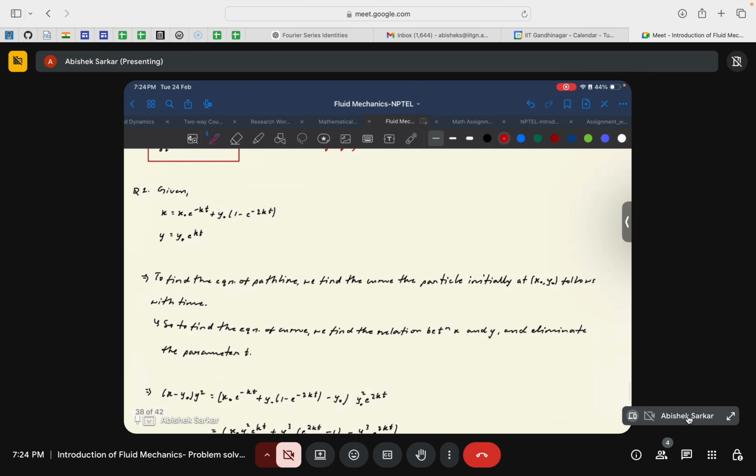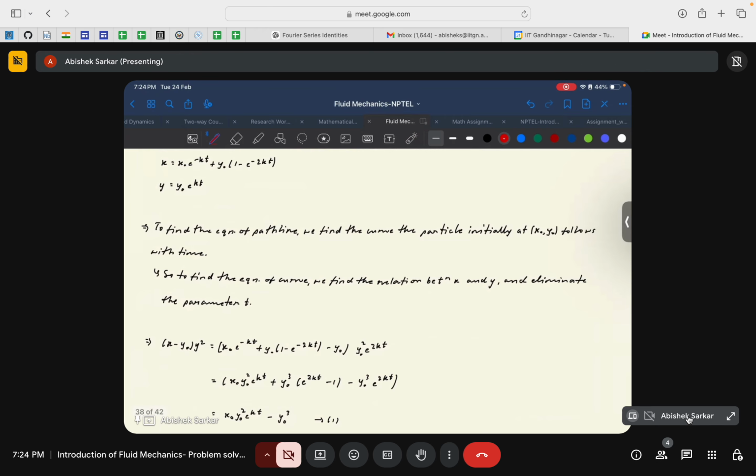x is x naught e to the minus kt plus y naught times (1 minus e to the minus 2kt). y is y naught e to the power kt. So you need to eliminate time to find a relation between the x and y coordinates. So just an equation of curve in terms of x and y, and eliminate the parameter t.